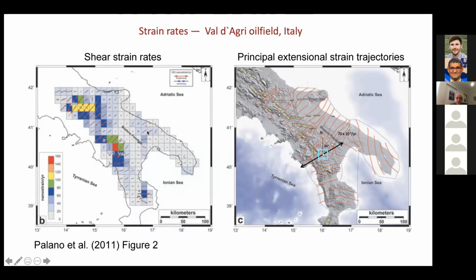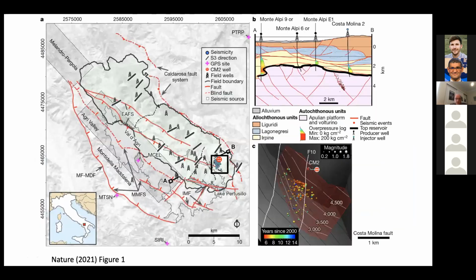And these are maps of the current strain rates as measured in Italy, and the extensional strain trajectories, which I convert to stresses here, and the oil field is right here. So you see it's being extended in a northeast-southwest direction, and at a fairly moderate rate.